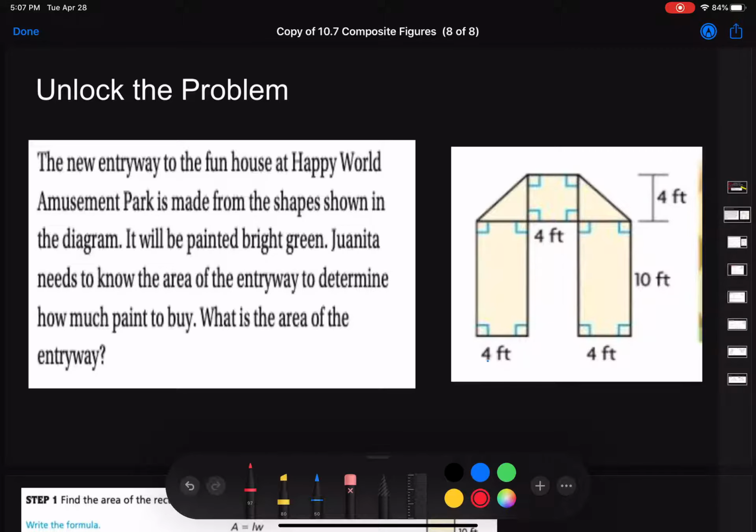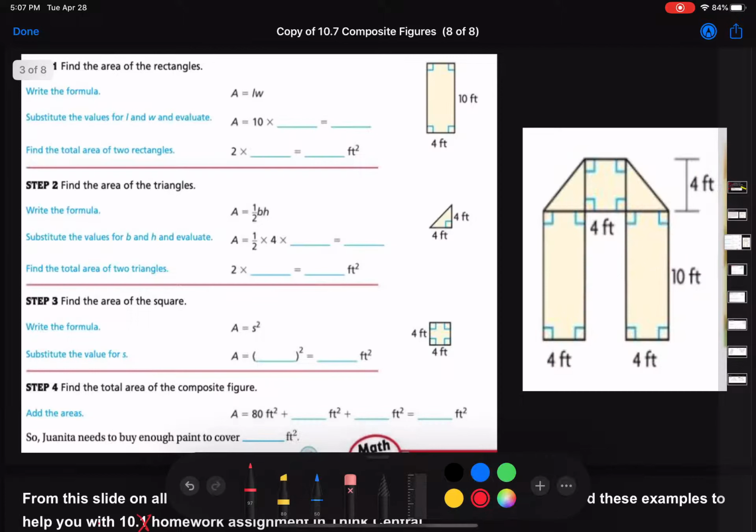So this is an entryway into an amusement park, and it's made up of three different shapes. It's made up of two rectangles, two triangles, and a square. So what they want you to do is find the area of all of that. So we're going to go on to the next slide because it breaks it down for you. I have 4 steps I've got to follow here.